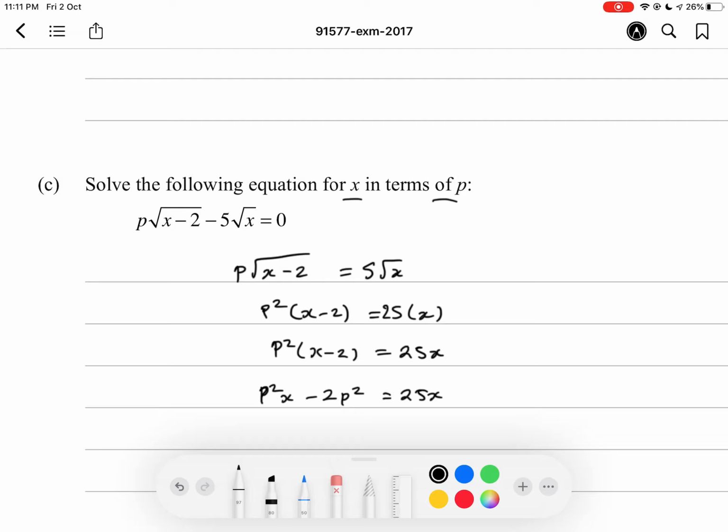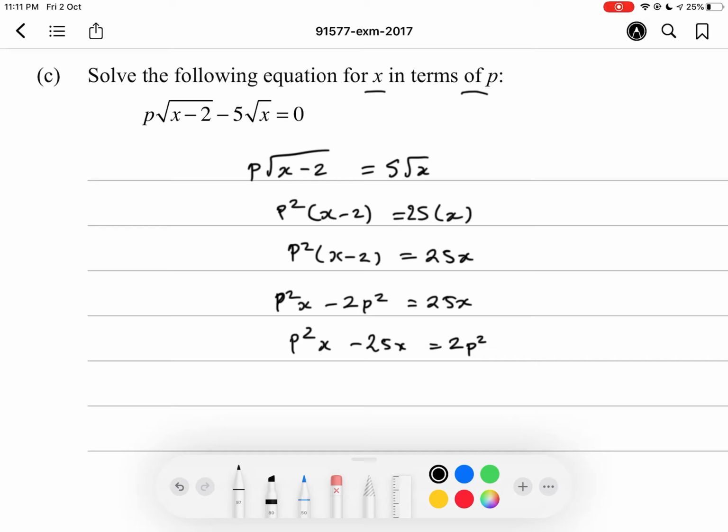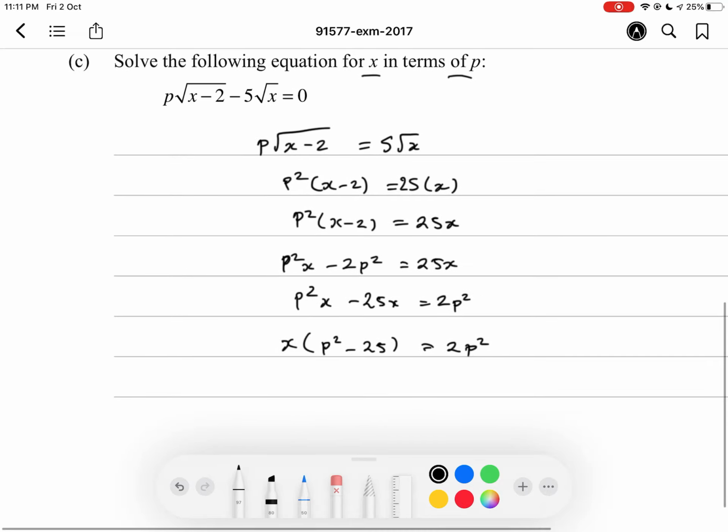We're going to group the like terms, so we move the 25x to the other side, it becomes negative 25x, and we move negative 2p squared to the other side, becoming positive 2p squared. So p squared x minus 25x equals 2p squared. By doing this, we can now factor out the x as a common term on the left-hand side. So factoring out x, we get p squared minus 25, that equals 2p squared. And now we can divide both sides by p squared minus 25. So x equals 2p squared all over p squared minus 25. And that is our final answer for this question.